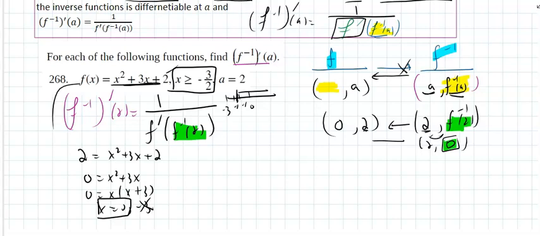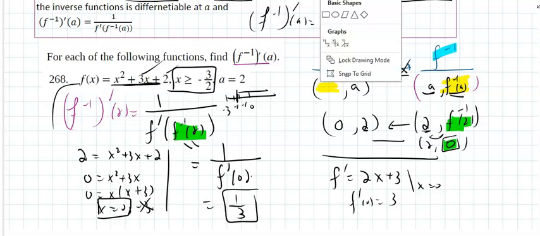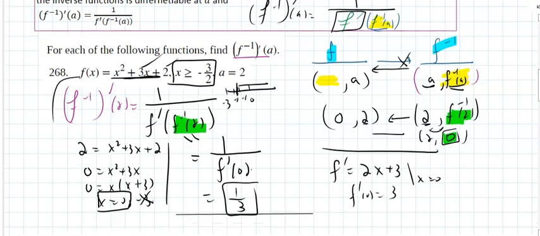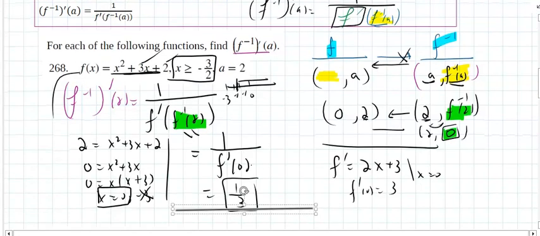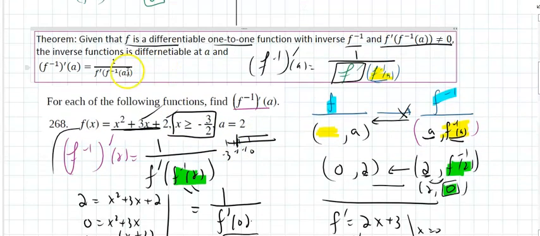So this is saying now, if I really read it, this is saying 1 over f prime at 0. What's f prime? There's f of x. F prime is 2x plus 3. If I evaluate that at x equals 0, what do I get? Isn't that a 3? And what did I just figure out? I figured out the derivative of the inverse function without finding the inverse. Massive deal. Again, I found the derivative of the inverse without finding the inverse. That's what the theorem does.